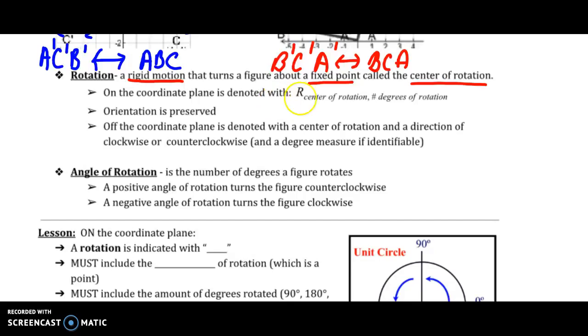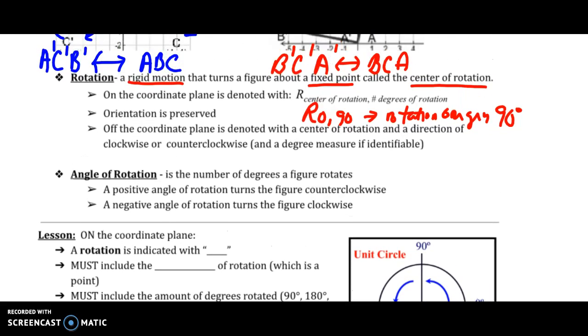So on the coordinate plane, we use the capital R, and then in subscript we indicate the center of rotation, which is a point, and the number of degrees of rotation. For example, you might see R, little o, comma 90. So this would be a rotation about the origin, 90 degrees. And we'll get into direction after that.